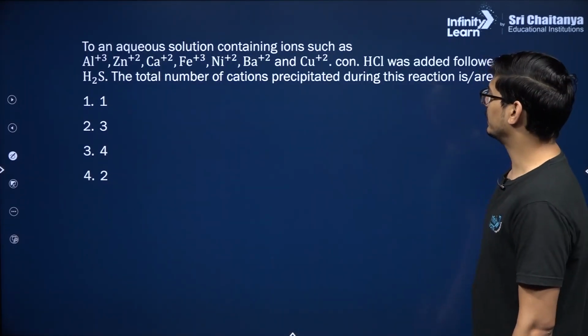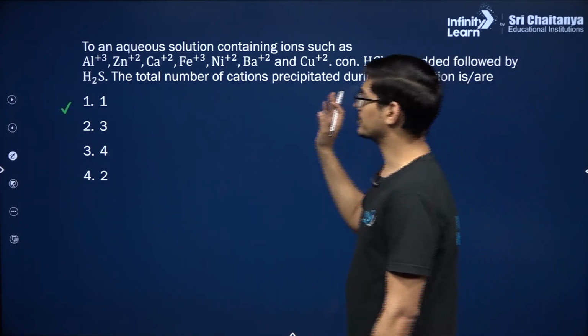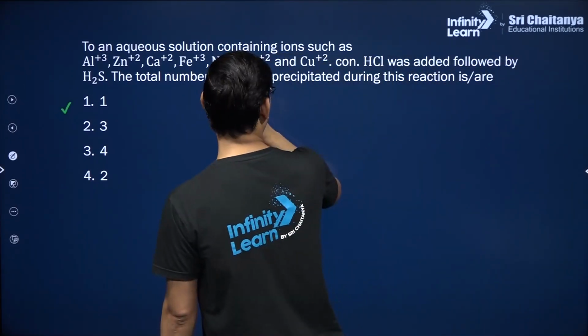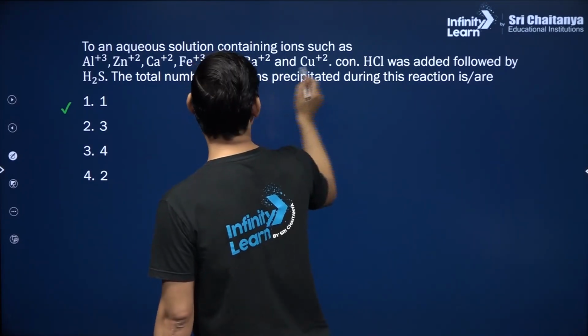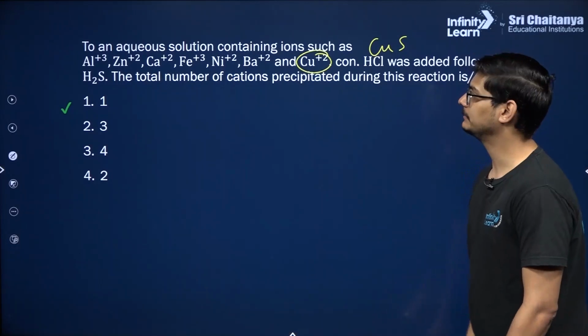To an aqueous solution containing ions such as this, HCl was added. So this will only lead to the formation of this one. Which one of that would be a copper, right, as cupric sulfide? That would be the correct answer.